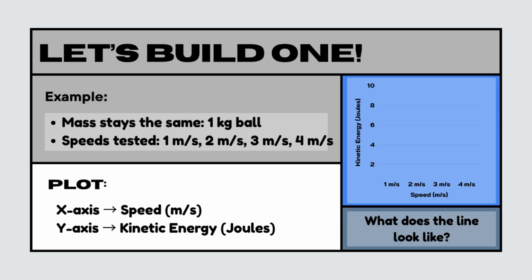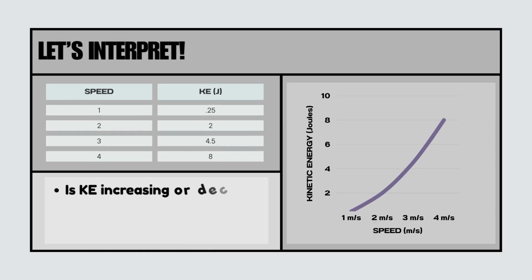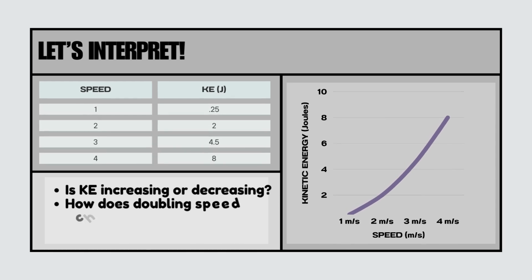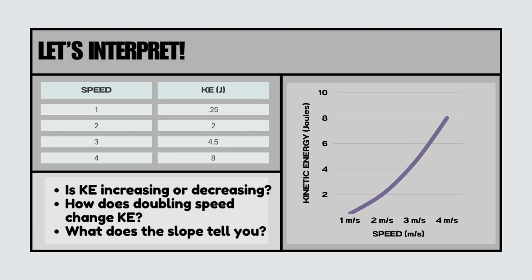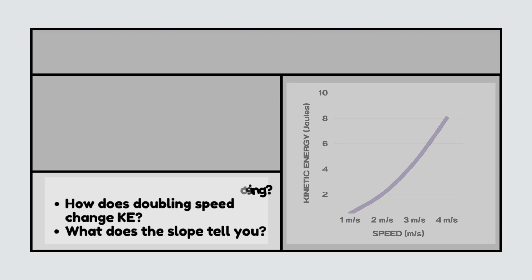So what does the line look like? Is kinetic energy increasing or decreasing? Does doubling speed change kinetic energy? And what does the slope tell you?